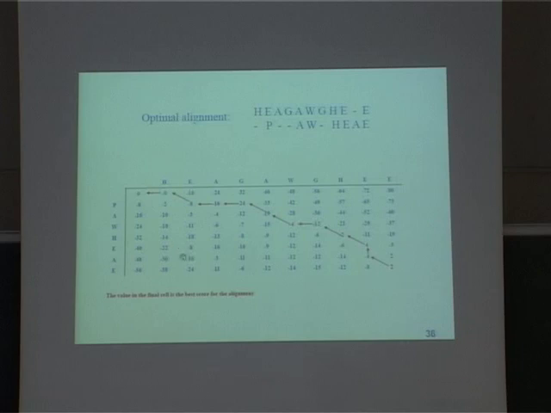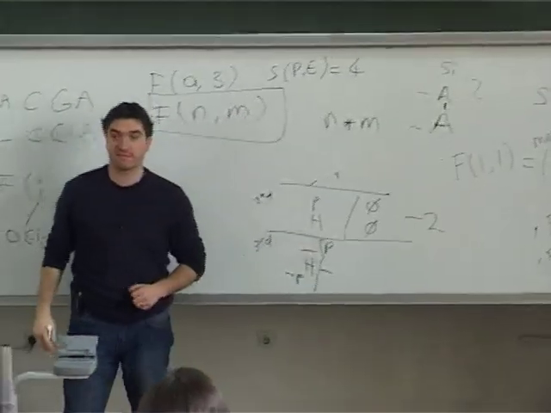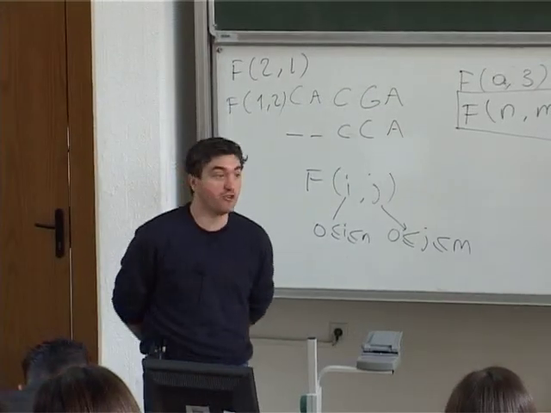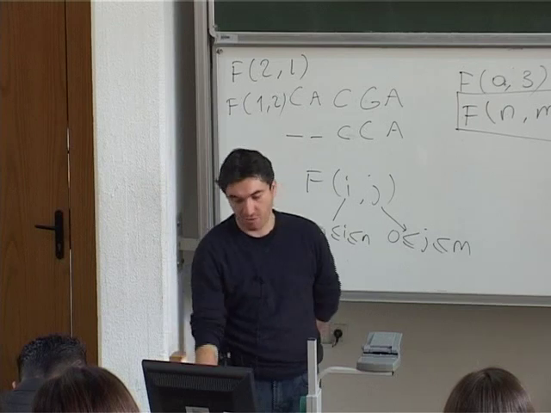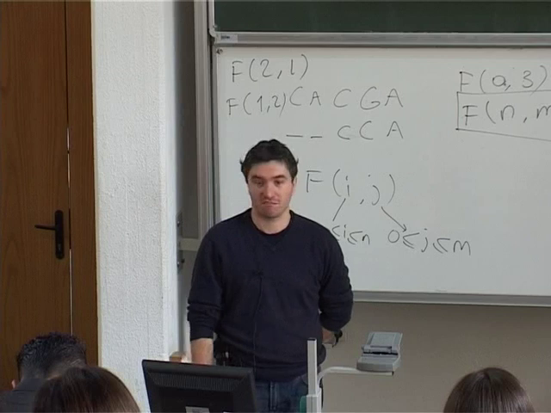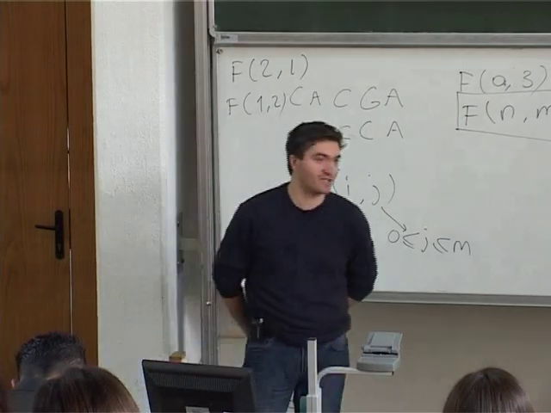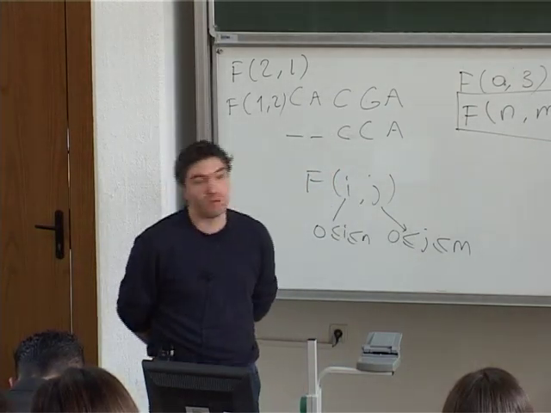But filling this table takes only n times m times some constant operations. So it's a polynomial number of operations. Compare it to the exponential number of possible paths you could have drawn in this matrix. It means that dynamic programming is a good solution. You can do it in polynomial time without actually exploring all the possible paths.